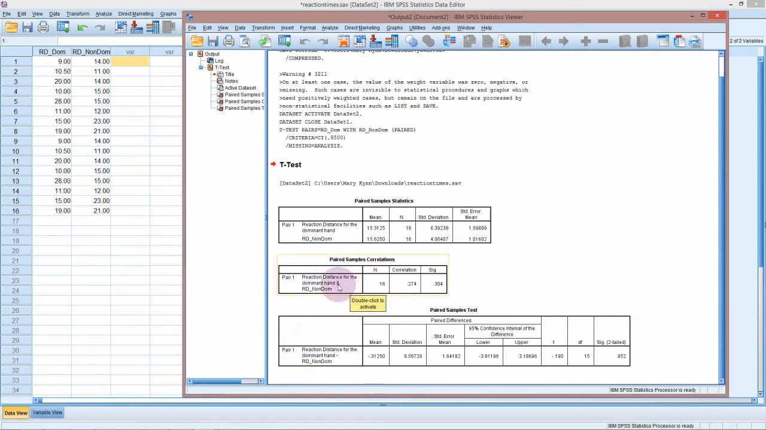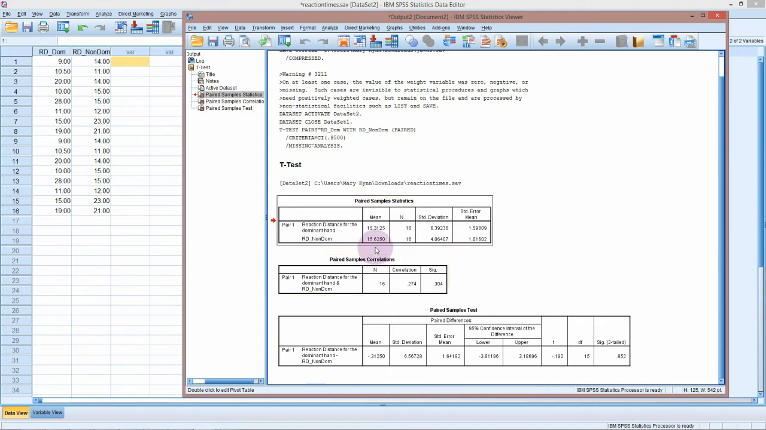Reaction distance for the dominant hand had a mean of 15 centimetres. This was catching a ruler, remember, so the larger the number, the slower the person reacted. And the reaction distance for the non-dominant hand was also 15 centimetres, a tiny bit higher.